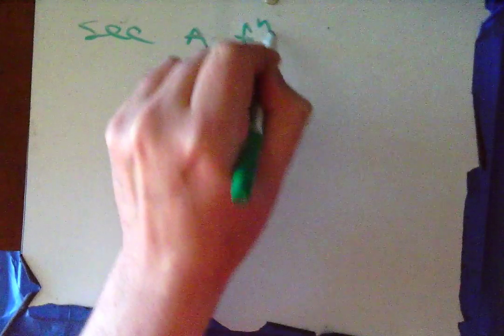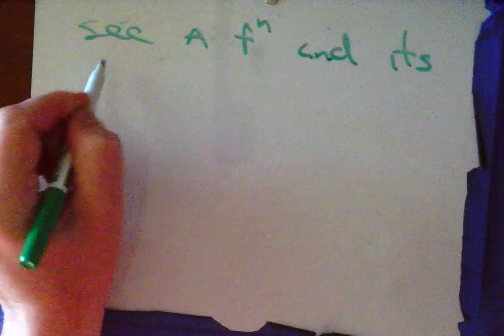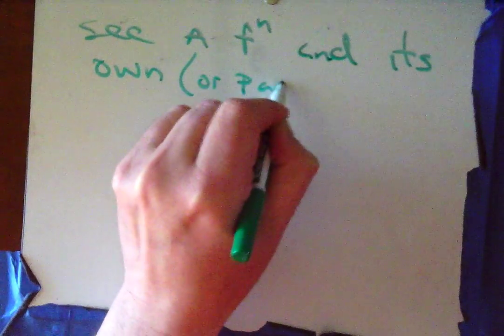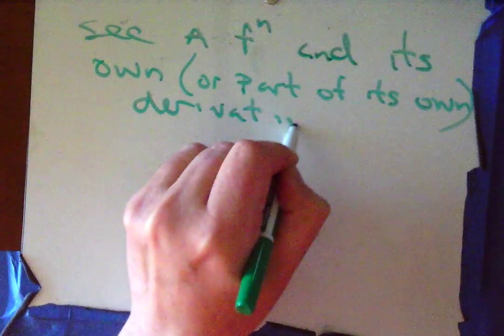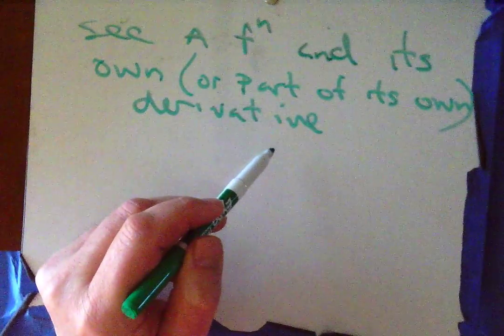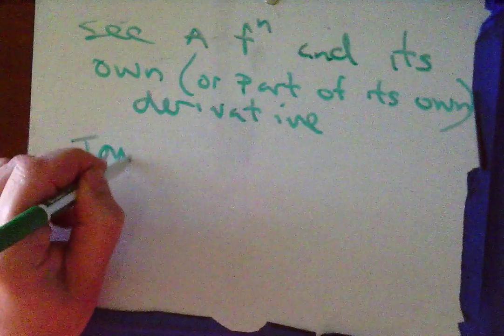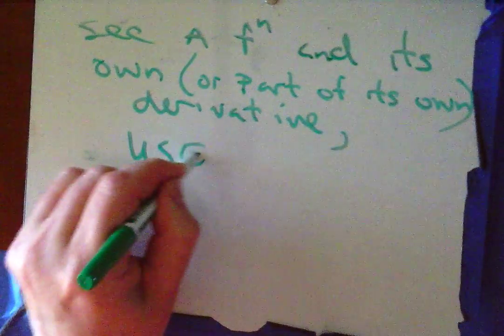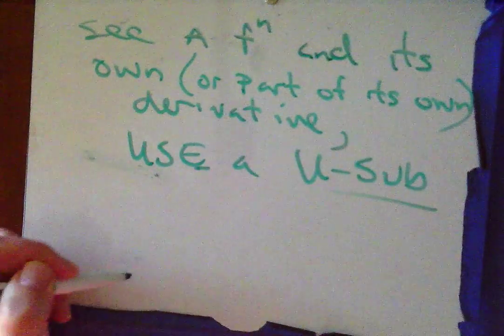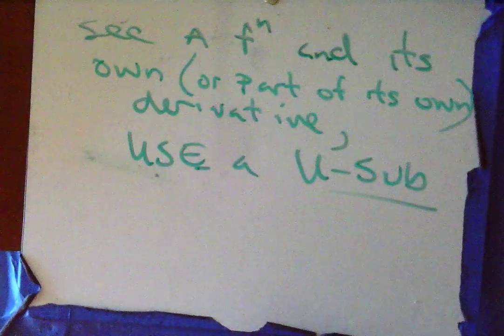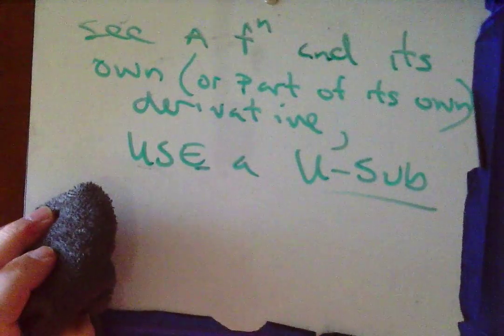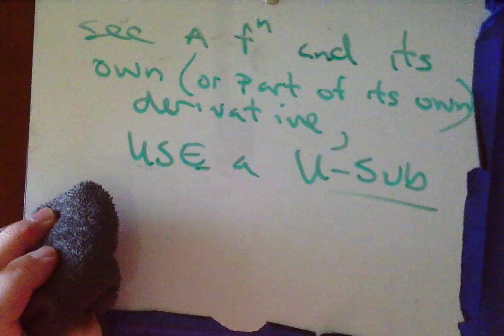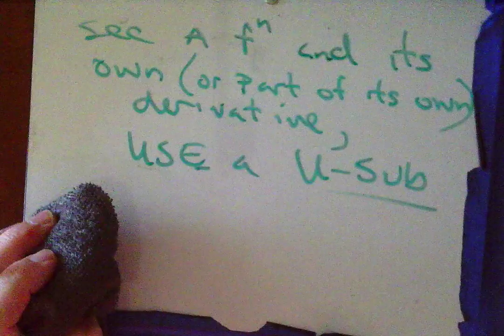Well, now what I want is when I see a function and its own, or at least part of its own, derivative. When I see a function and its own derivative present, this is a signal to use u sub. Okay, so we're going to be looking at u subs today. I will tell you that in general, the challenging part for a lot of people with u subs is figuring out what the u is.